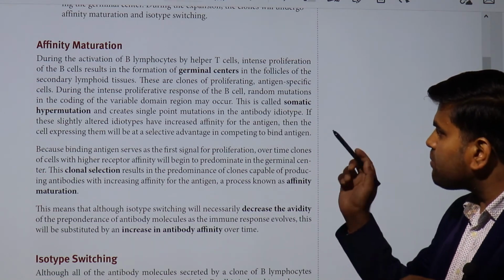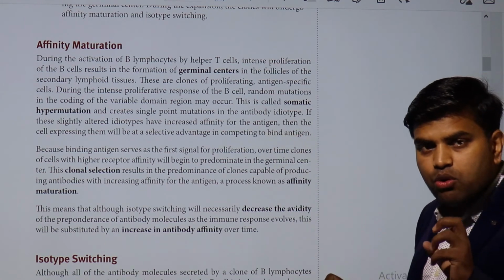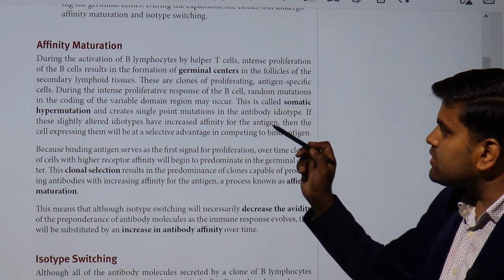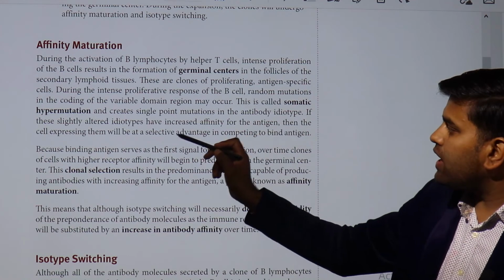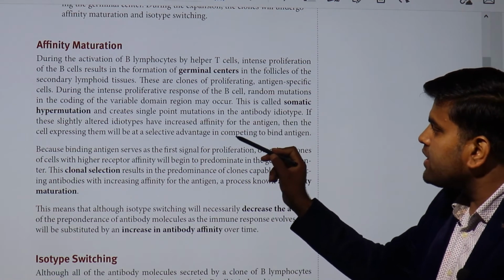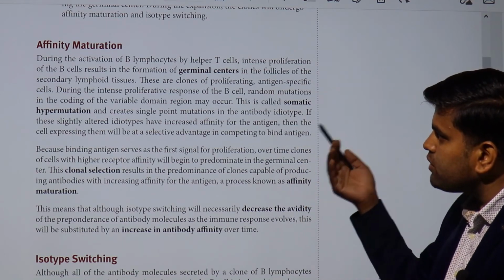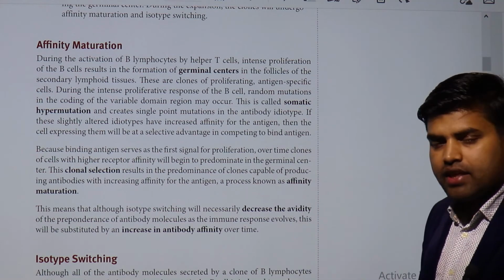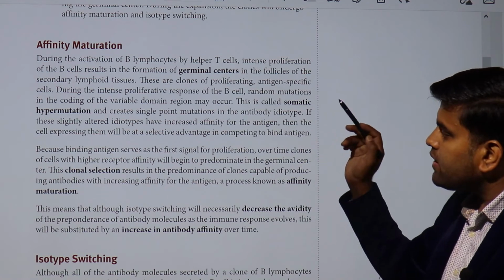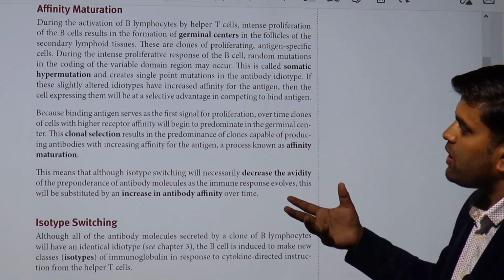So if there is a mutation, this may give increased affinity to the antigen, so they can bind more tightly to the antigen. If the slightly altered idiotypes have increased affinity for the antigen, then the cell expressing them will have a selective advantage in binding the antigen. So after somatic hypermutation, there is increased affinity towards binding the antigen by the antibody that will be released by this cell, the activated B lymphocyte or plasma cell.